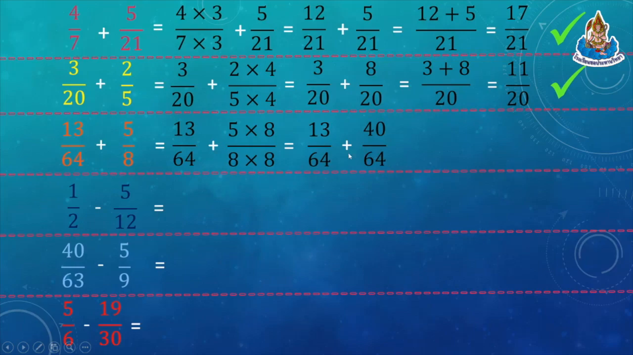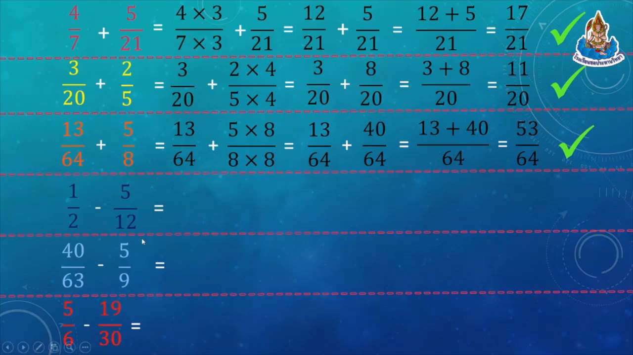Now, denominators are the same, so we add numerators. 13 plus 40. Denominators stay the same. 13 plus 40 is 53 over 64. Our answer is 53 over 64.